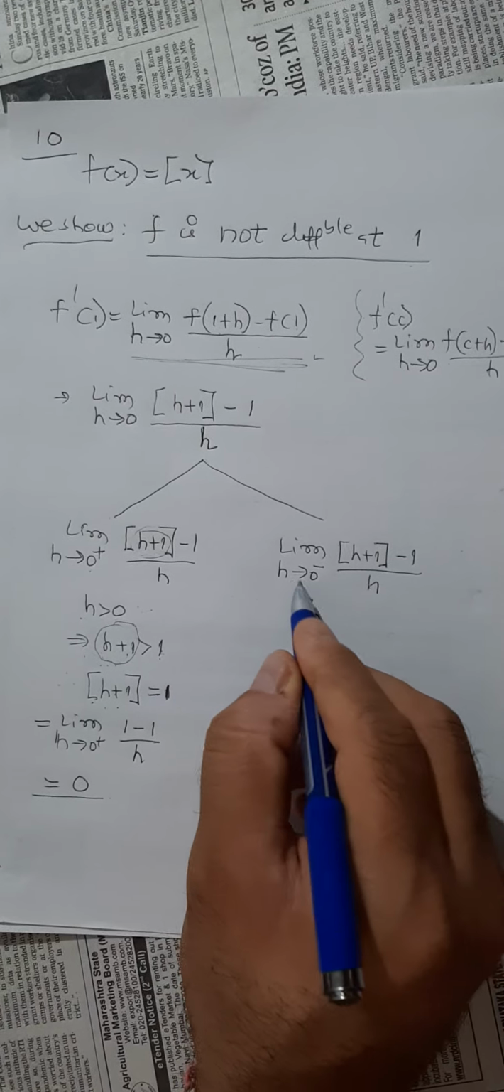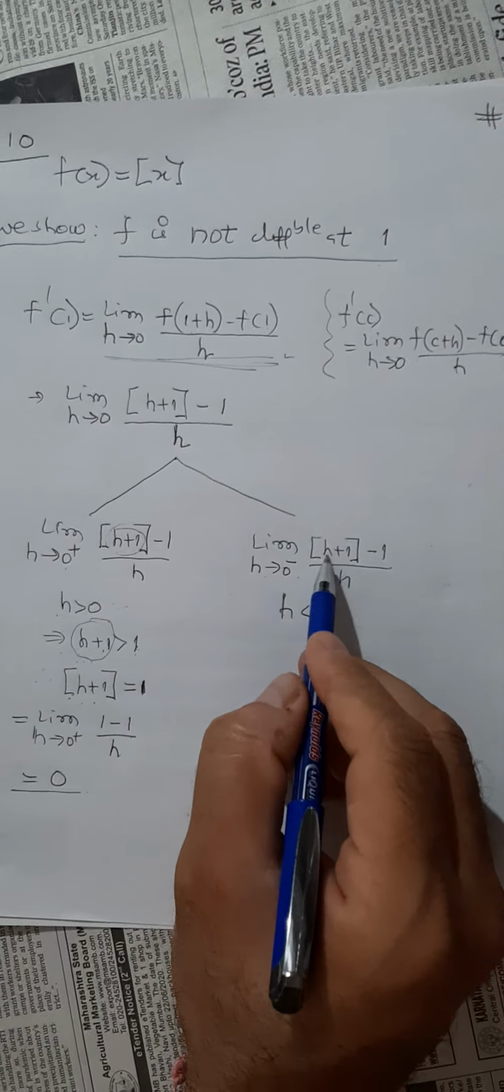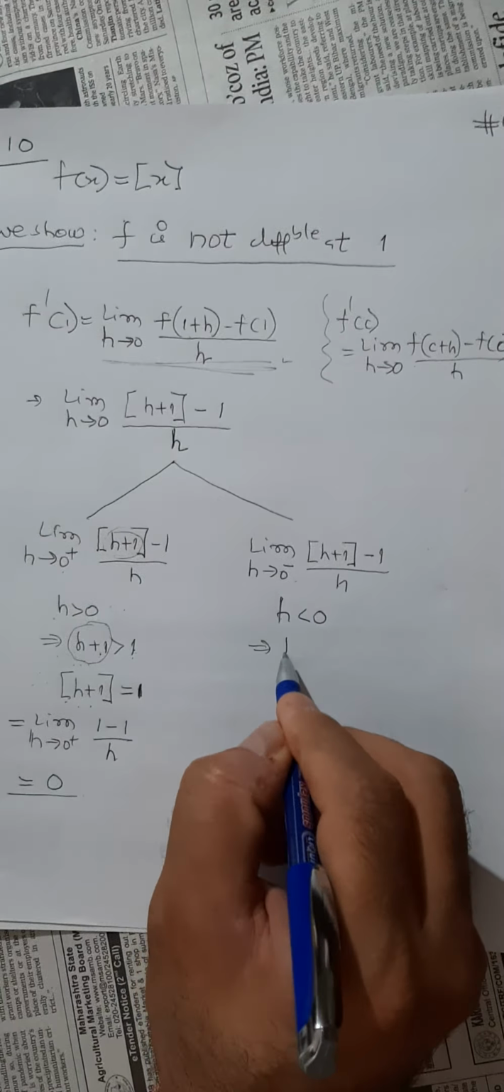Come to this. Here h is less than 0. You want h plus 1. So adding 1 on both sides.